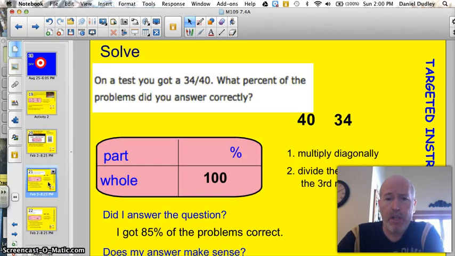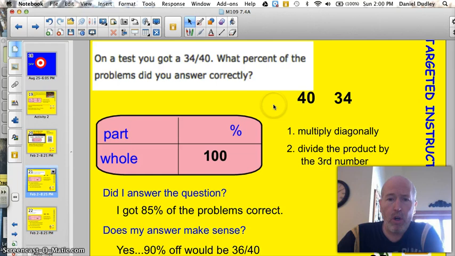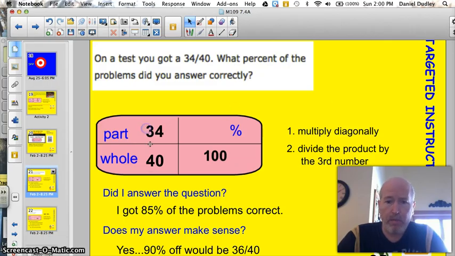Here's the first problem. On a test, you get 34 out of 40. What percent of the problems did you answer correctly? All right, so we know that there are 40 on the test, so that's the whole, and we've got 34 correct. So I'll put that in there, that's the part. Same thing. We multiply diagonally and then divide by the third number.